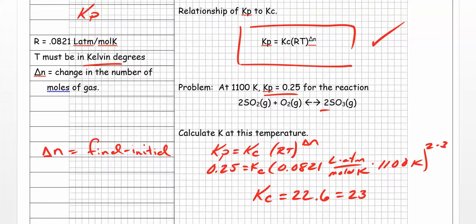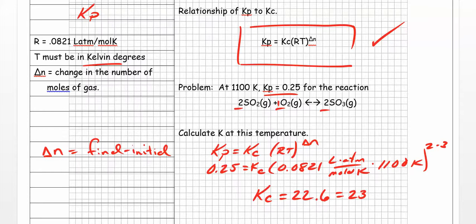How about the left-hand side? Well, we've got 2, and then of course there's an understood 1 right there. I'll put it right there. So that's 3 moles of gas on the left-hand side, on the reactant side. So 2 minus 3 then. So now let's solve. Algebraically, we'll just do this multiplication, raise it to the power of -1. When we divide that by 0.25, I get 22.6. Now I want 2 significant digits, right? Because I only have 2 significant digits here.